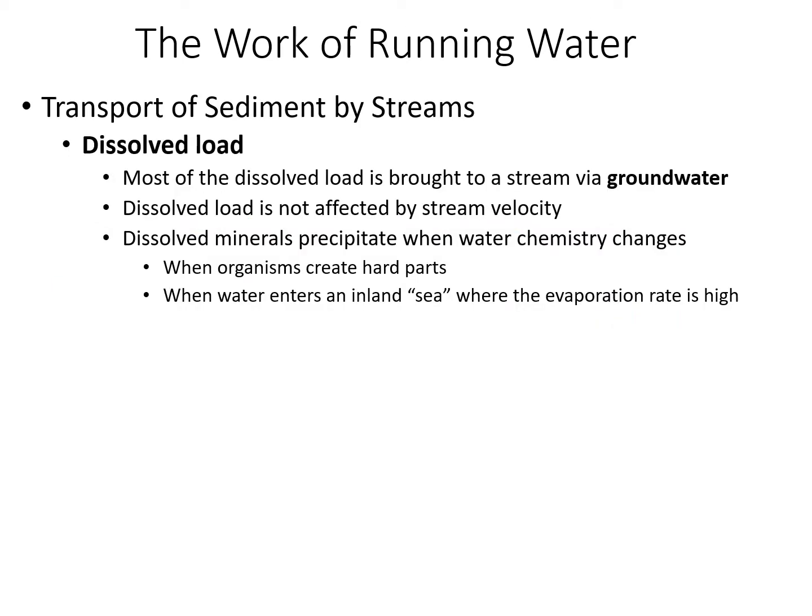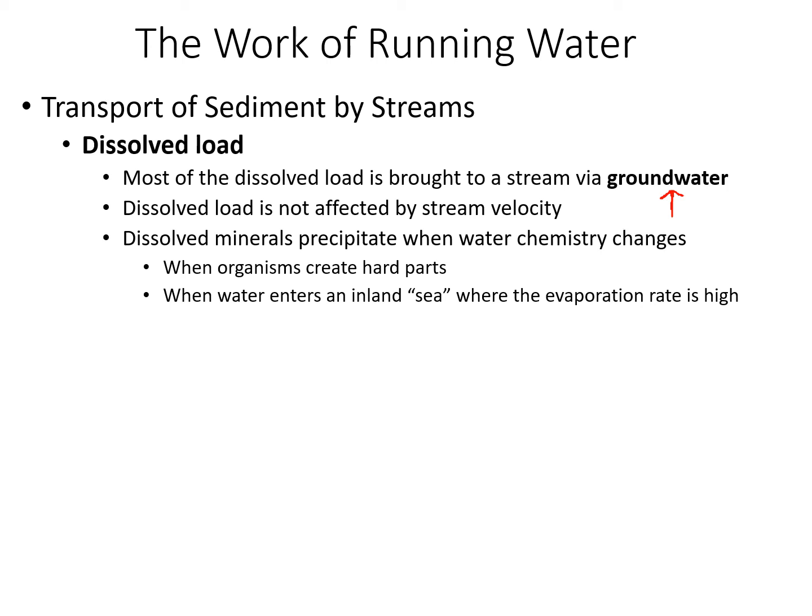The dissolved load is delivered to the river via groundwater. So groundwater contributes a lot of water to rivers, and it contributes a lot of dissolved substances into it. And so the dissolved load, or the amount of dissolved solids in the water, is not affected by stream velocity. You can have the fastest flowing streams or the slowest flowing streams. The dissolved load is unaffected.